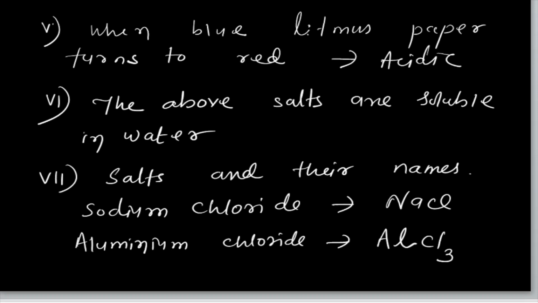Sodium chloride, that is NaCl, because Na is plus 1 and Cl is minus 1. Aluminium is Al plus 3 and Cl minus 1. The 3 comes here, and the 1 comes here. The formula is like this.